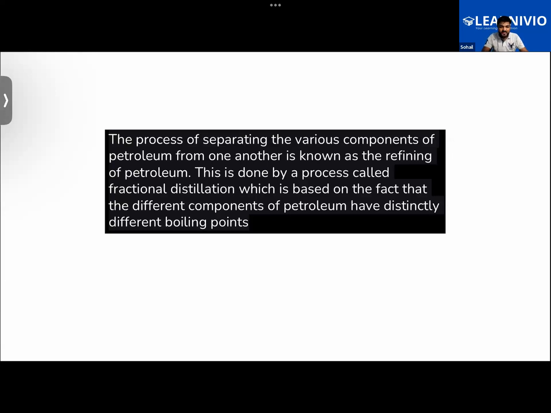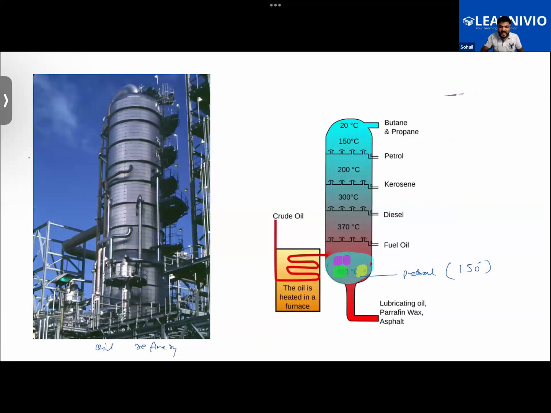Then we learned about fractional distillation. Fractional distillation was the process of separating the various components of petroleum from one another. And each component found in it has a different boiling temperature. So let me quickly recap what basically happened here.